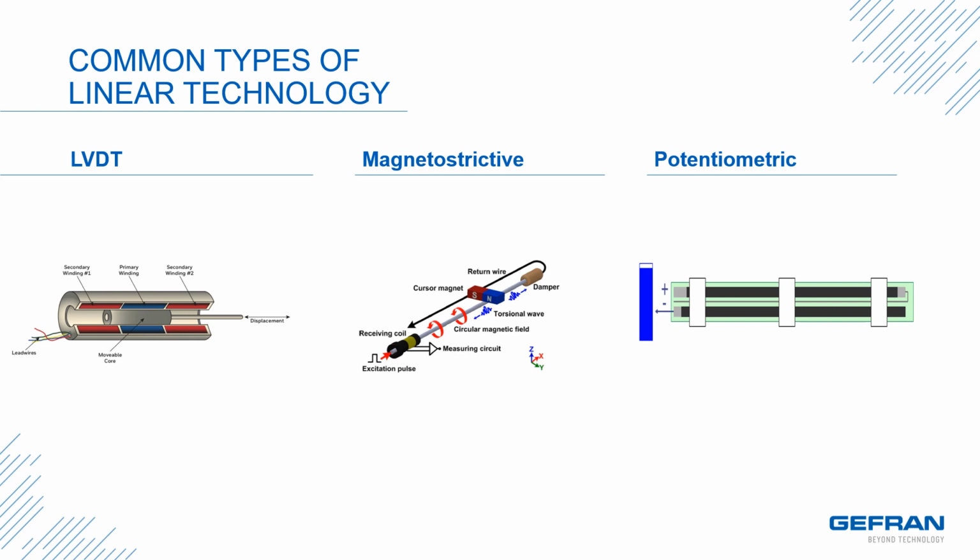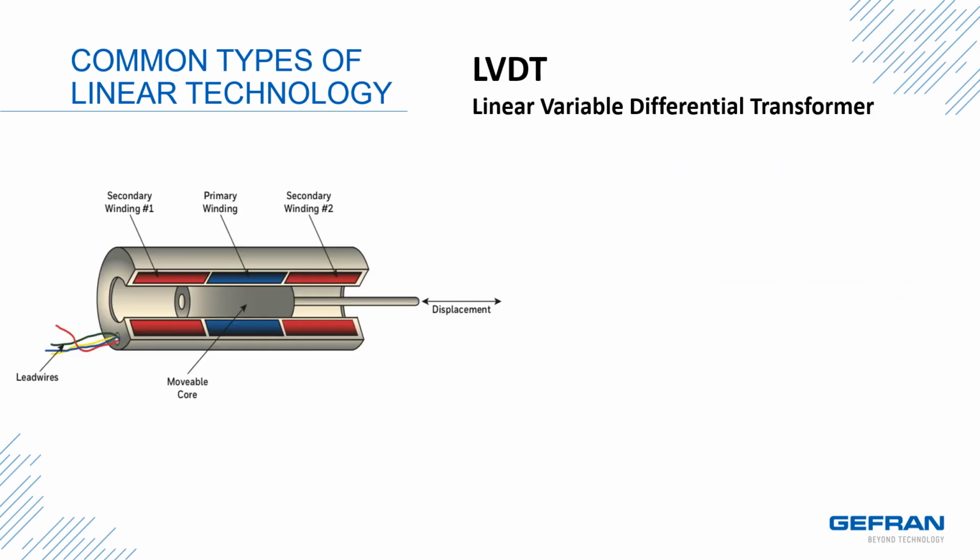In a moment, we will dive deeper into potentiometric technology, but first, for comparison, I'd like to briefly talk about two other common types of linear technology, LVDT and magnetostrictive. First, we'll talk about LVDT. Many use the term LVDT universally to describe all linear sensors. This is not accurate. It is only one of the technologies used.